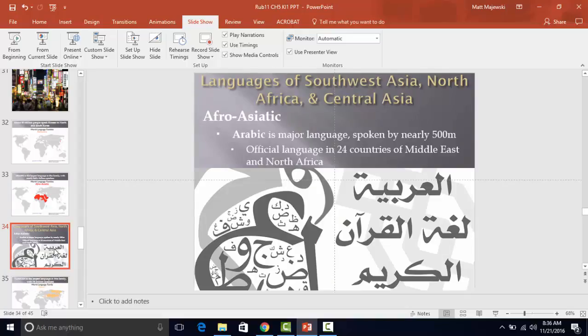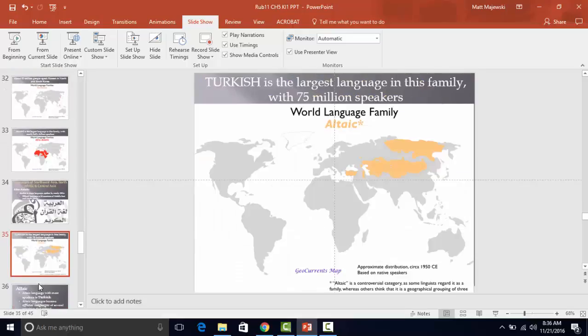And like I said, it's the official language in 24 countries of the Middle East and North Africa. They do have an alphabet system, all right, that is used. It's the Arabic system. So we're not looking at logograms here. We're actually looking at an alphabet type.